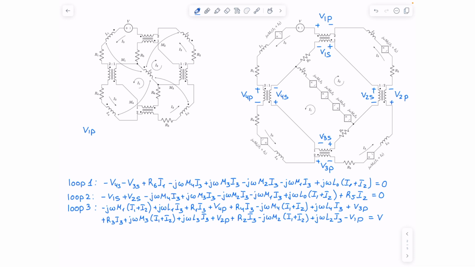V1 primary over V1 secondary must be 2 to 1. And this is true for all other transformers because they have the same turns ratio. And now you can write the third equation in terms of secondary voltage and take secondary voltages from the first and the second equation and substitute them into the third equation. Okay, let's do it, and I'll write the answer with collected coefficients.